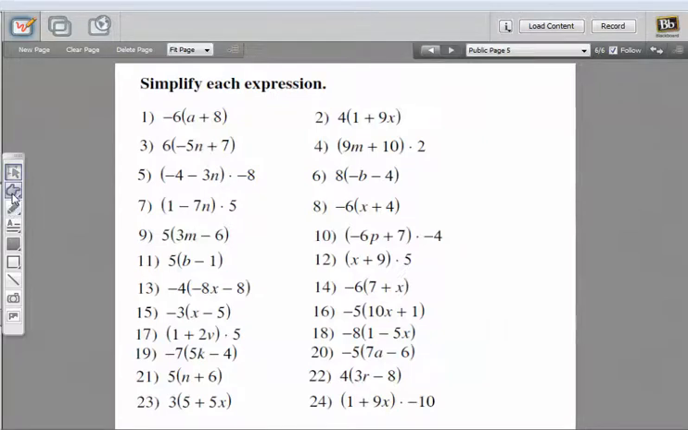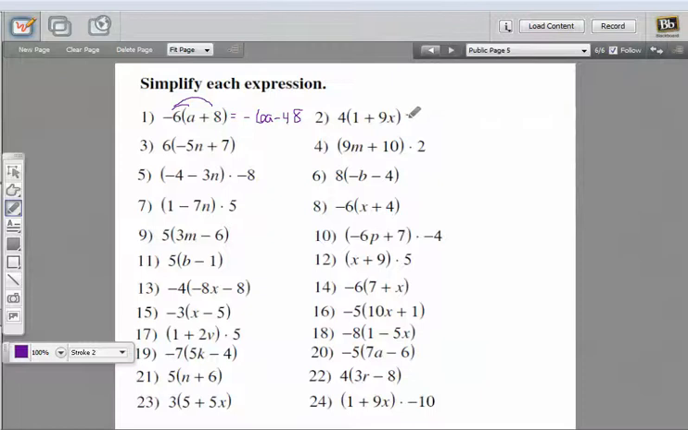Hi there, let's see how you did on your practice problems using the distributive property. For number 1, we're going to go ahead and distribute -6. So that means that -6 times a is -6a, and -6 times +8 is a -48.